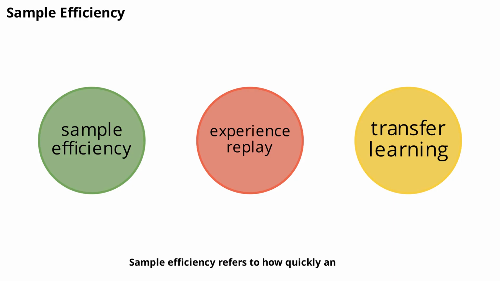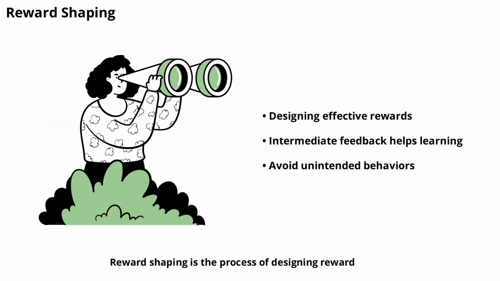Sample efficiency refers to how quickly an RL agent can learn from limited data. In many real-world applications, collecting data is expensive or time-consuming. Improving sample efficiency is a major research goal, with techniques like experience replay and transfer learning helping agents make better use of available data. Reward shaping is the process of designing reward signals to guide the agent toward desired behaviors.